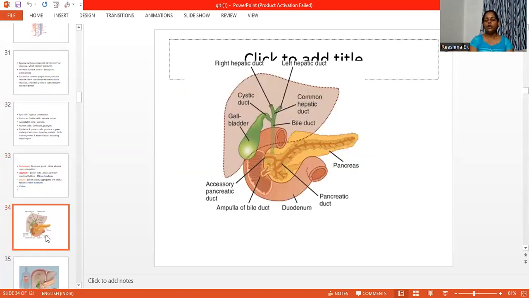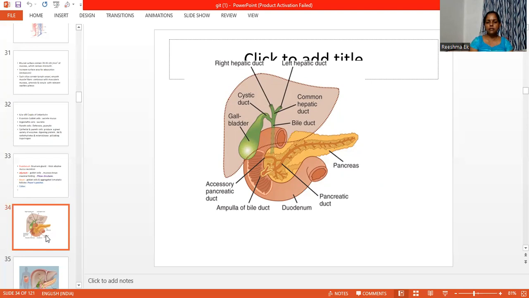Then another important part of the gastrointestinal tract is the liver. This is a diagram of the liver. The liver is a gastrointestinal gland, or a digestive gland, which secretes the digestive juice, bile. The bile is a digestive juice which is secreted by different cells present in the liver. These cells are known as hepatic cells or hepatocytes. Hepatocytes are the cells which synthesize various components of bile.